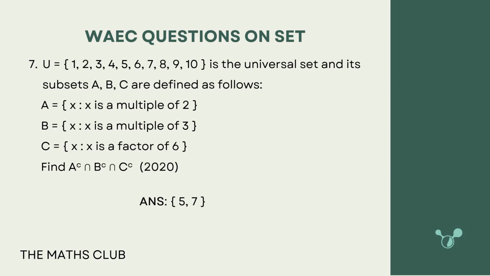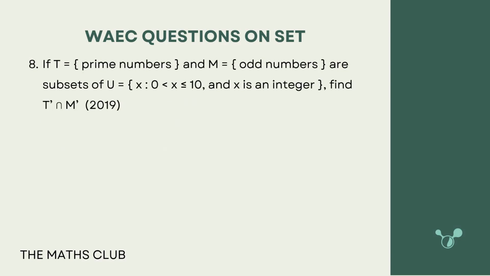Great. So 5, 7. Now the next question is saying that T is equal to the set of prime numbers and M is equal to the set of odd numbers, and they are subsets of U, which is the universal set. The universal set is read as X such that X is between, so there's no equal to, so it's between 1 and, but now there's an equal to, so that means it includes 10. So X is between 1 and 10, and X is an integer, meaning all whole numbers. Find the T prime intersection M prime. This is another way of saying T complement intersection M complement.